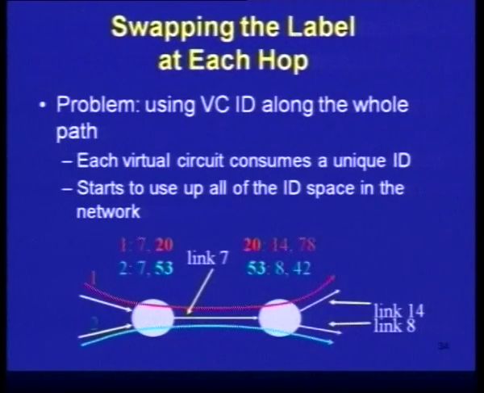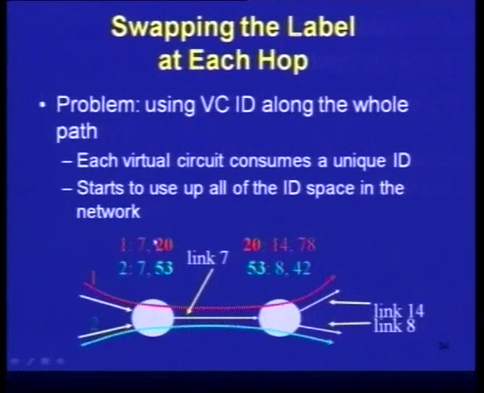Now to avoid this, we use what is called label switching or label swapping at each hop, or at each switch. So let us look at what is happening here. You can see this example here. So what I do is, what comes on virtual circuit 1 is transferred onto link 7, but it takes a VC ID of 20. That is, an ID of 1 here is transferred to an ID of 20 here.